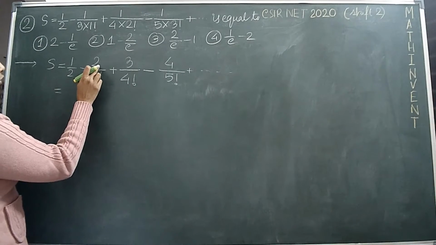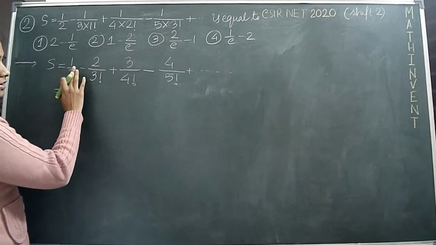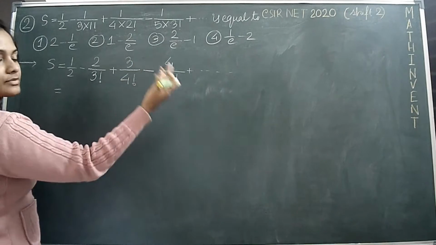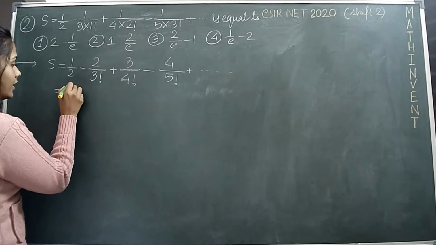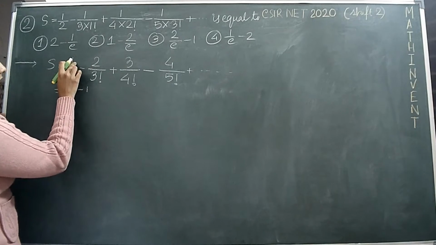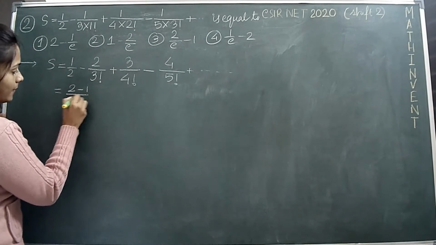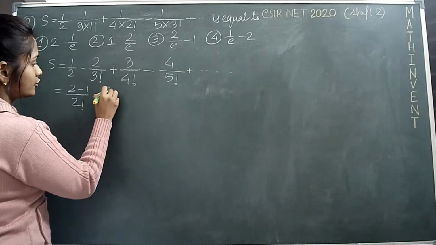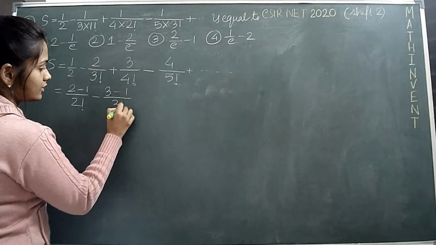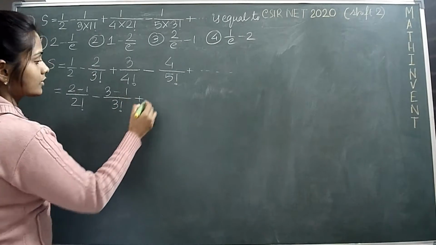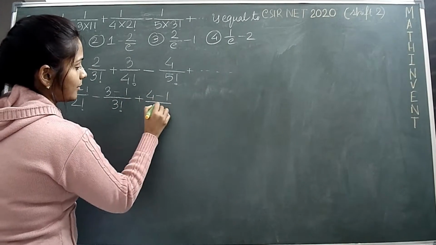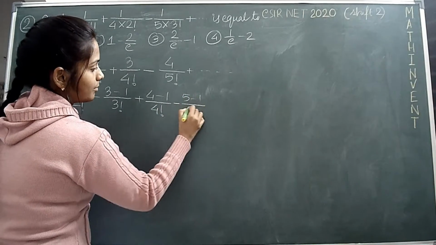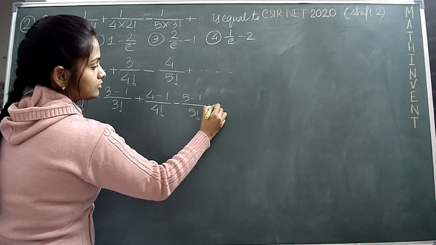Now we can make this 2 as 3 minus 1. We can make this 3 as 4 minus 1, 4 as 5 minus 1. So let's do that. So we are writing 1 as 2 minus 1 divided by 2 factorial, minus 3 minus 1 by 3 factorial, plus 4 minus 1 by 4 factorial, minus 5 minus 1 by 5 factorial, and so on.